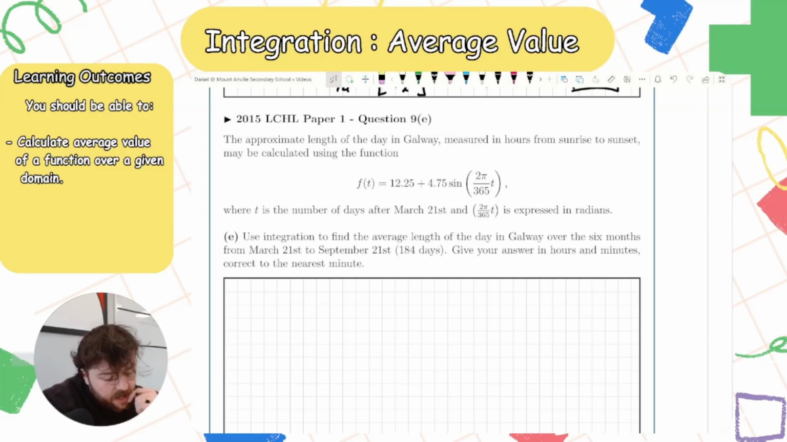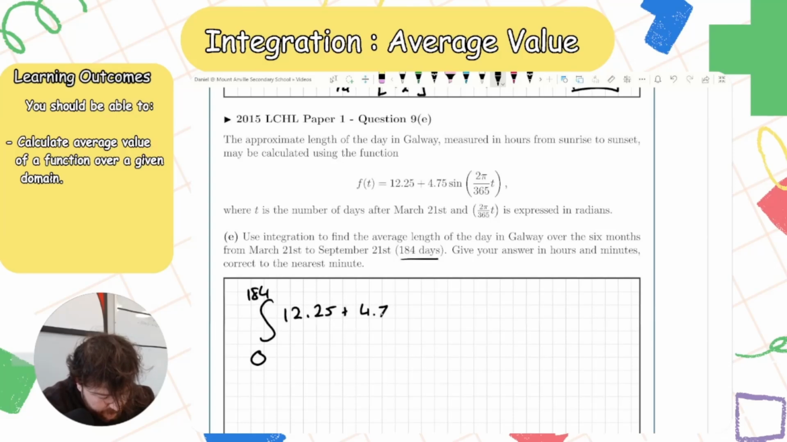2015, the approximate length of the day in Galway measured in hours from sunrise to sunset is calculated using this function: 12.25 plus 4.75 sine of 2 pi over 365t. Use integration to find the average length of day over the 6 months. So where t is the number of days, so it's 184 days. So I'm integrating this between 0 and 184.